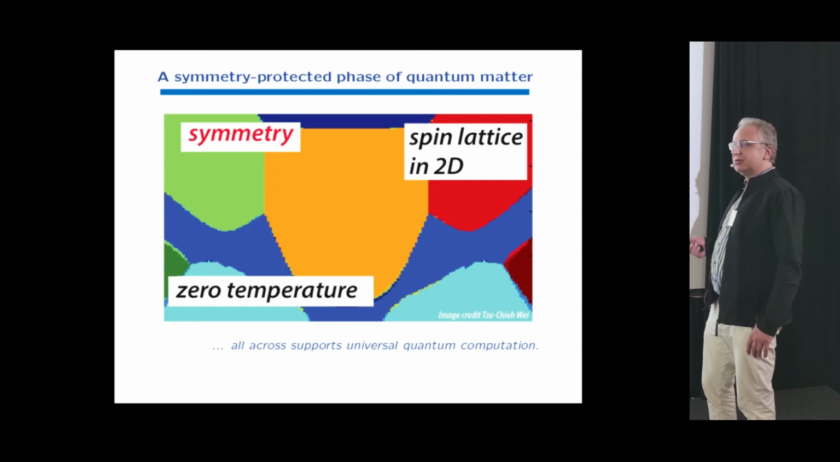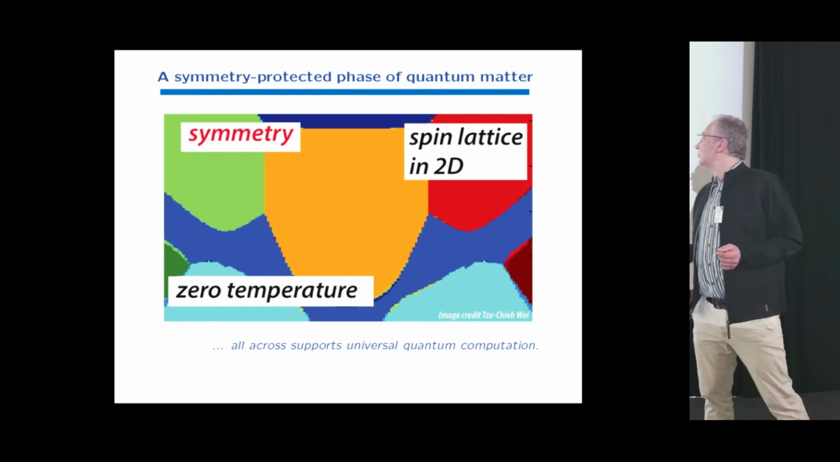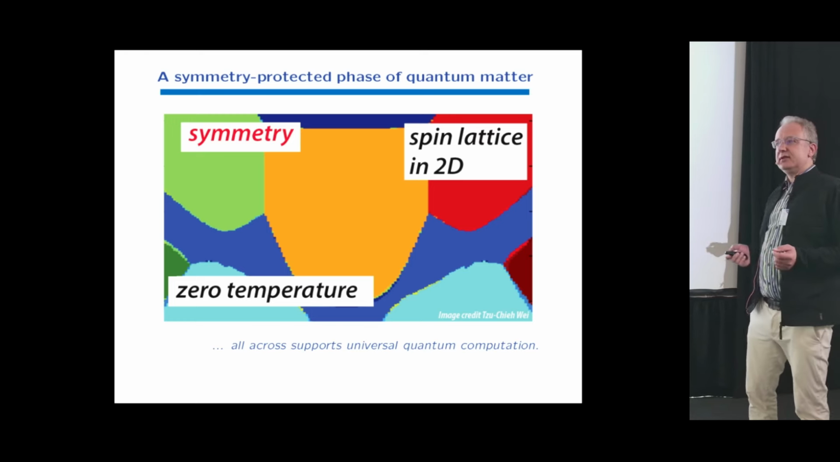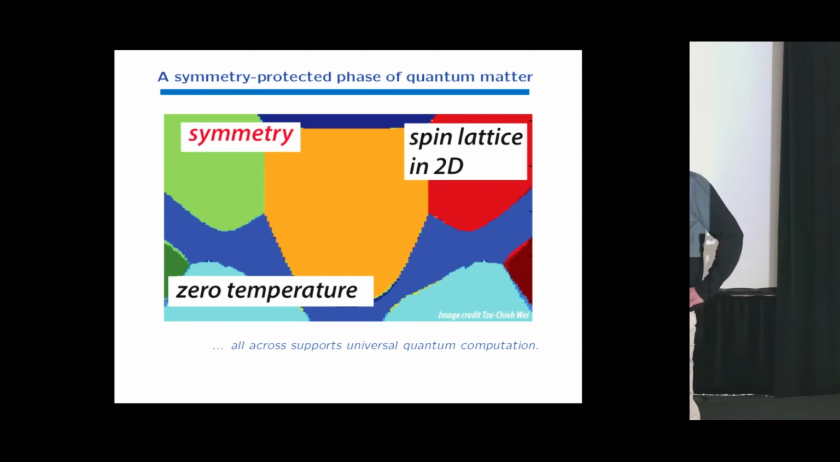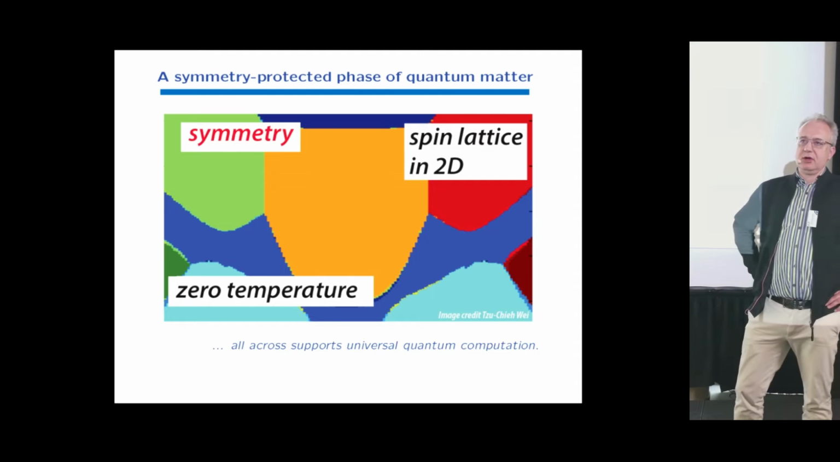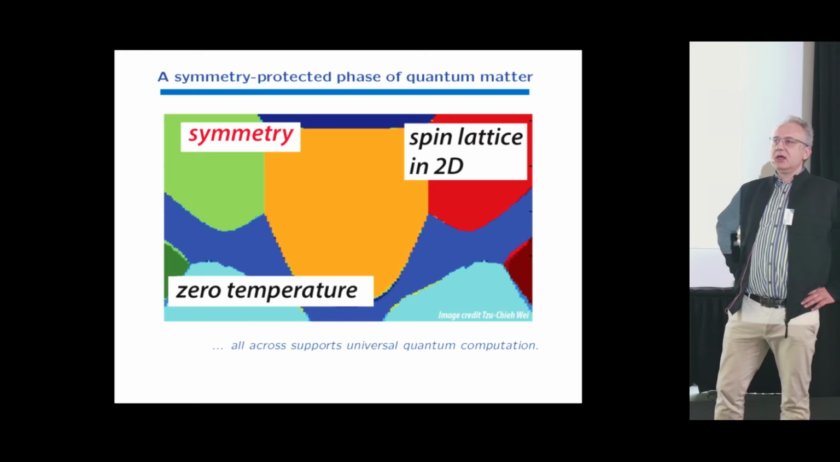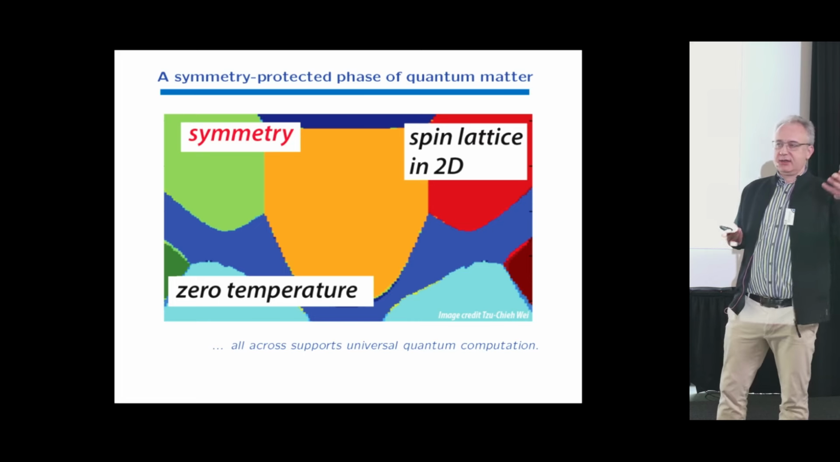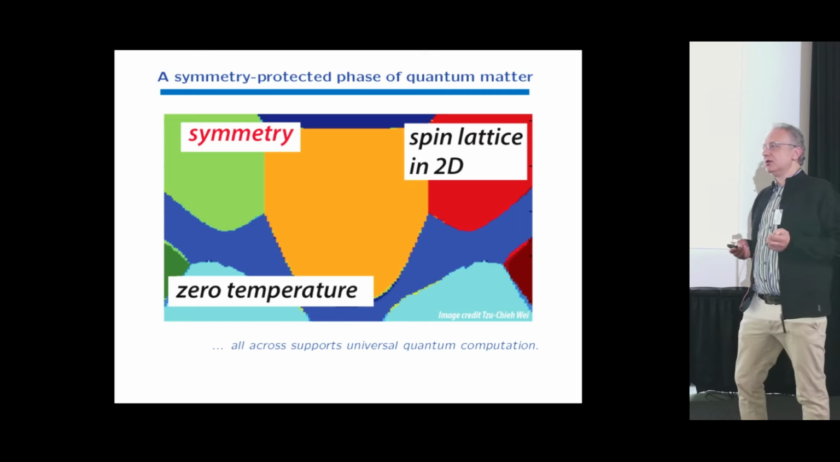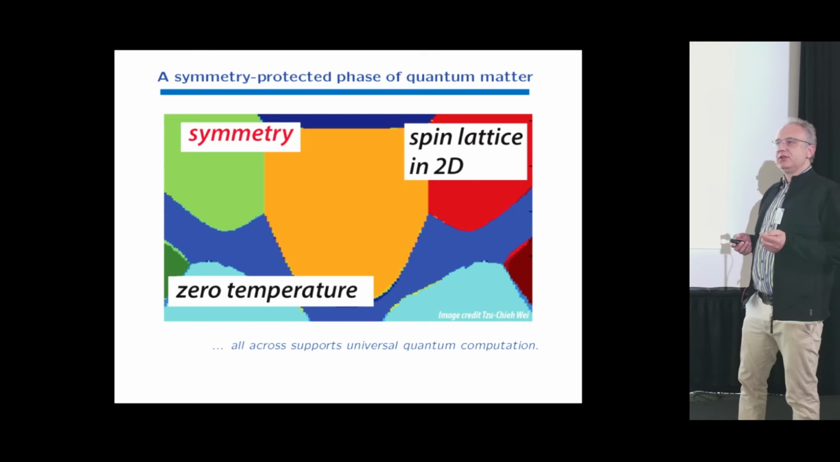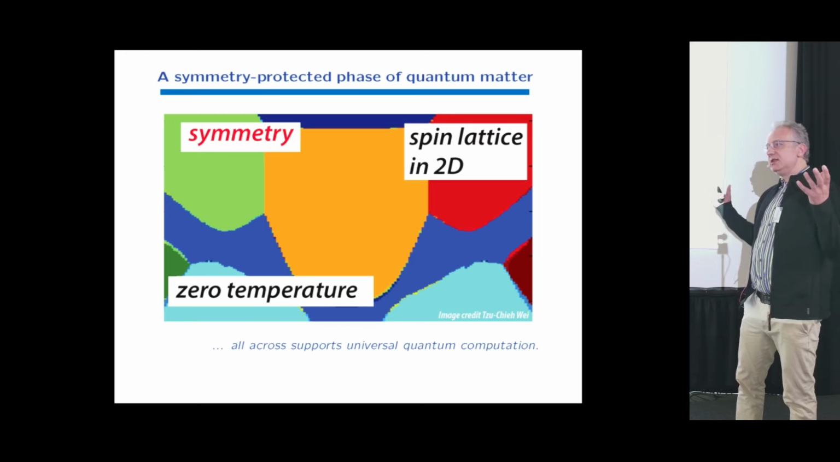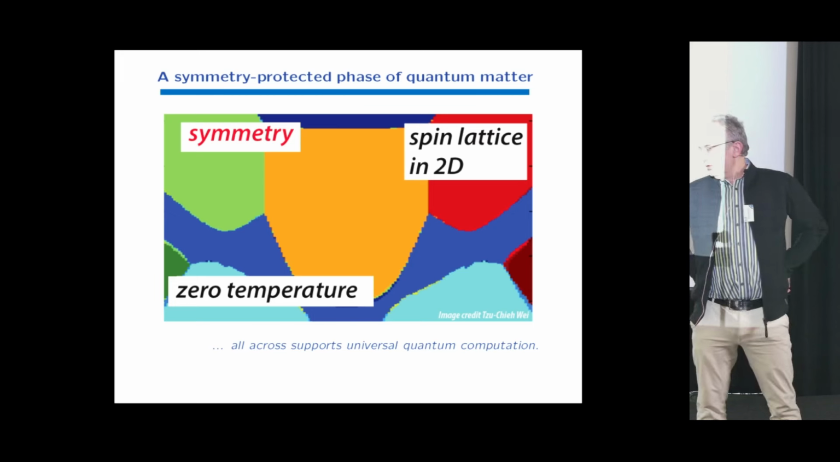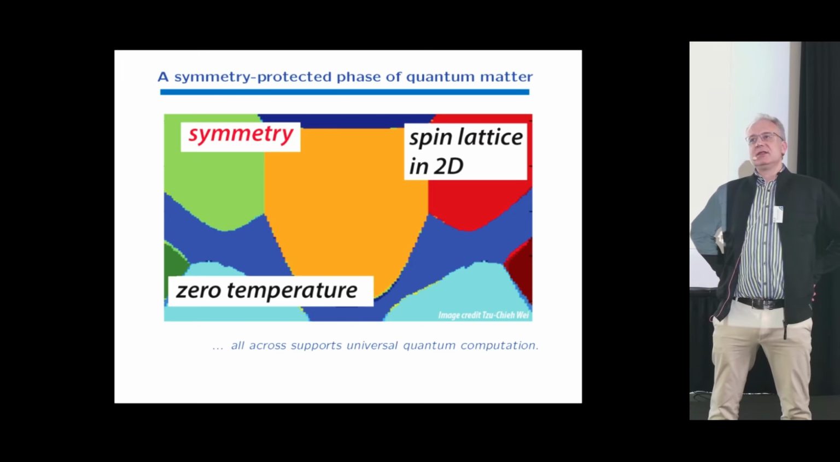We will be talking about zero temperature, so we'll be talking about ground states of Hamiltonians, and we will be talking about spin lattices. At this point, let me try to make a connection to the first talk that we heard this morning. There, the subject of study was topological order. Here we are talking about physical order, but it's a different physical order, namely symmetry-protected topological order. So we will be taking symmetry-protected topologically ordered phases and investigate their usefulness for quantum computation.